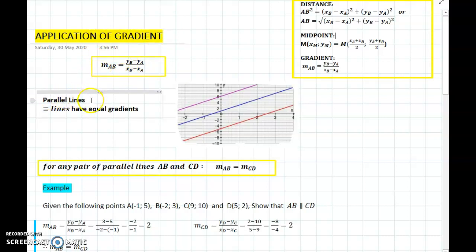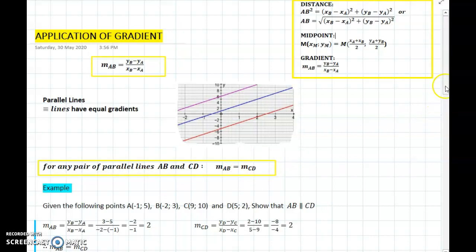Now, parallel lines. When lines are parallel, they have exactly the same slope, the same gradient. So saying lines are parallel is the same as saying lines have equal gradients. Lines having equal gradients mean the lines are parallel. So for any pair of parallel lines, let's say AB and CD, the gradient of AB will be exactly the same as the gradient of CD.